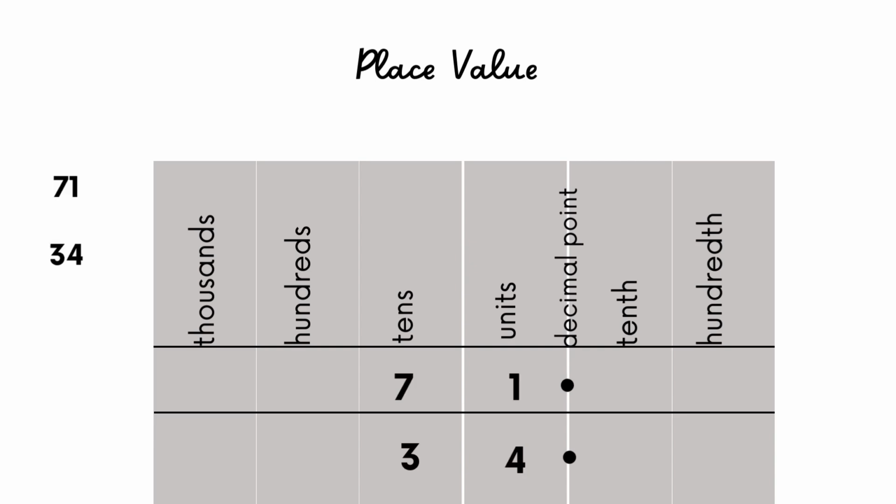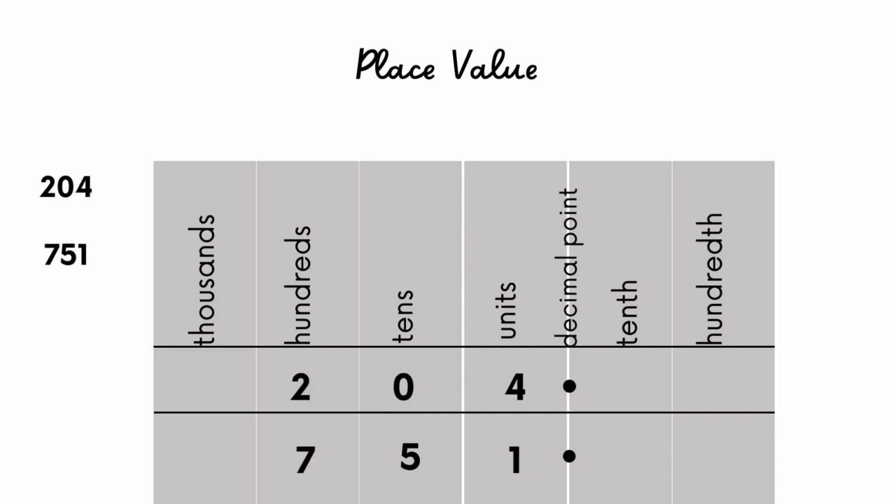Now, if we have two digit numbers like 71 and 34, we have the 1 under the units and we have the 7 under the tens. While we also have the 4 under the units and we have the 3 under the tens. So 7 tens plus 1 unit gives us 71 and 3 tens plus 4 units gives us 34.